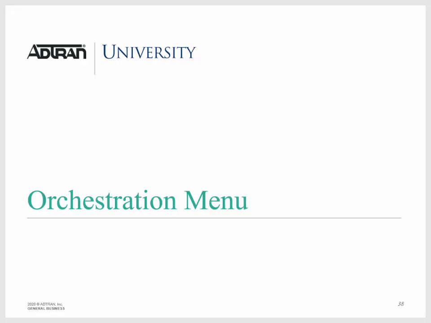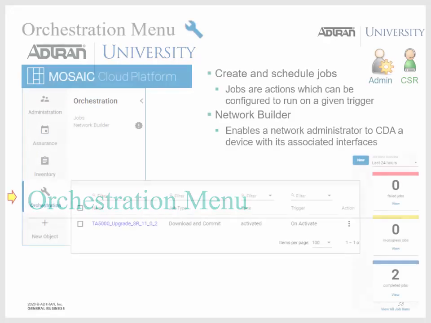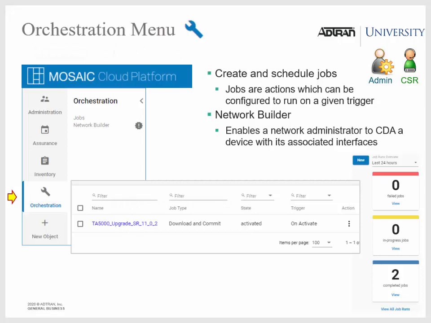Orchestration Menu. The orchestration screen provides the user the ability to create and schedule jobs and onboard a device. A job is a set of actions to be performed in the network and can be utilized by both human users and automated systems.